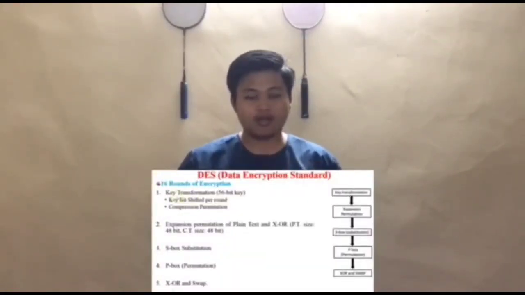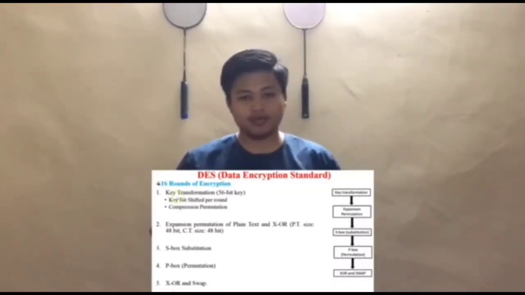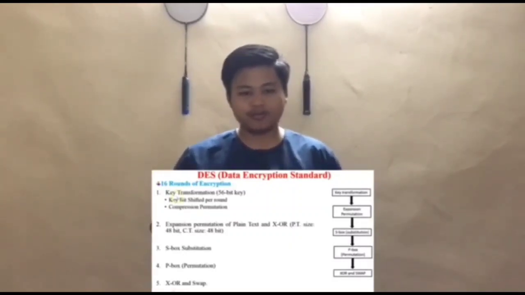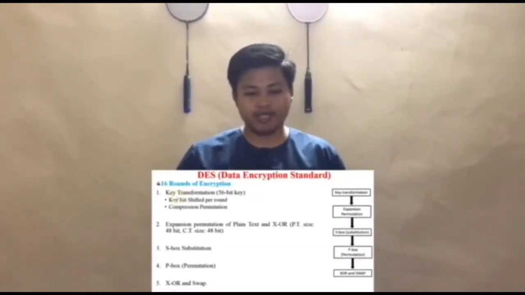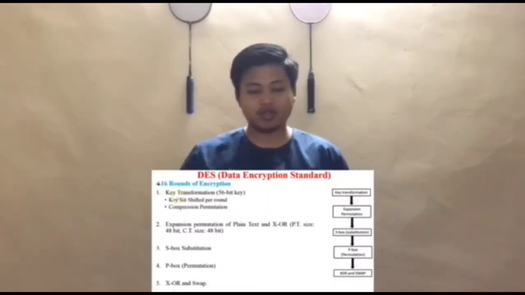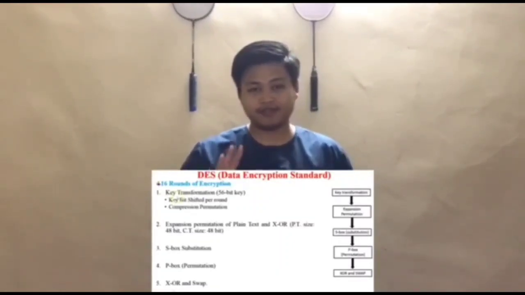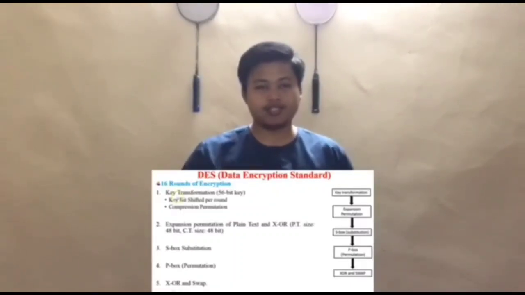Today, I will explain about the 16 rounds of encryption in Data Encryption Standard, or DES. First, we have key transformation, which has a 56-bit key, key bits shifted per round, and a compression permutation. Number 2, expansion permutation of plain text. Number 3, S-box substitution, number 4, P-box, which is permutation, and lastly number 5, XOR and swap. These 5 steps are performed in each of the 16 rounds of encryption.